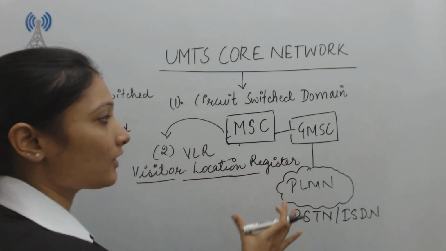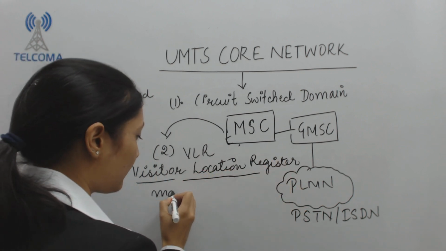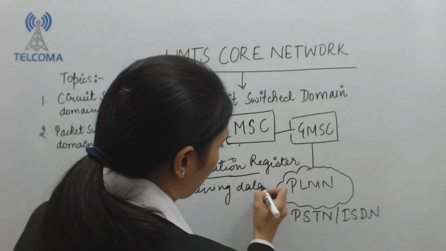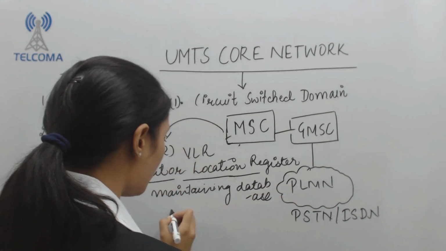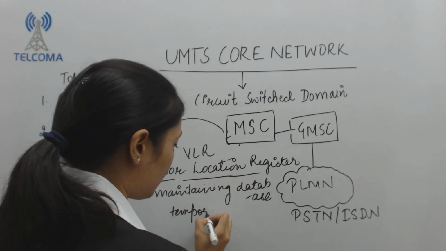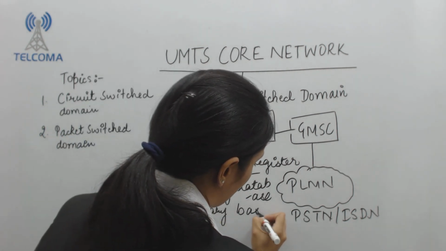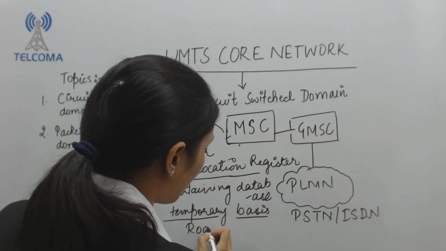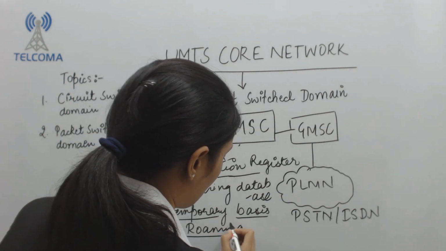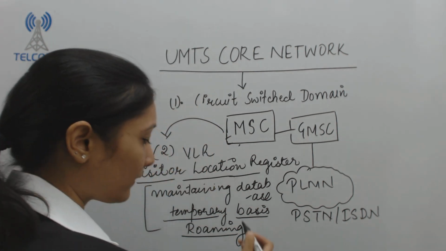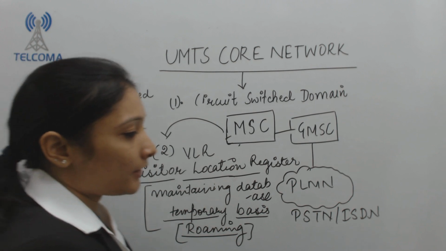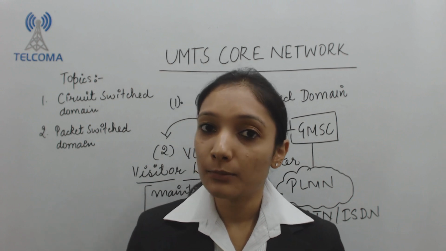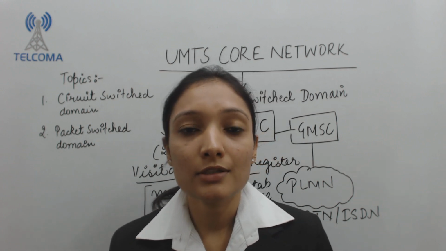So our visitor location register is responsible for maintaining the database on a temporary basis. That means roaming facility. We are very much acquainted with the term roaming. Now, roaming is a service when we are outside our home network. When we are outside of a home network, at that point, we also need to make calls. We also need to access the services.